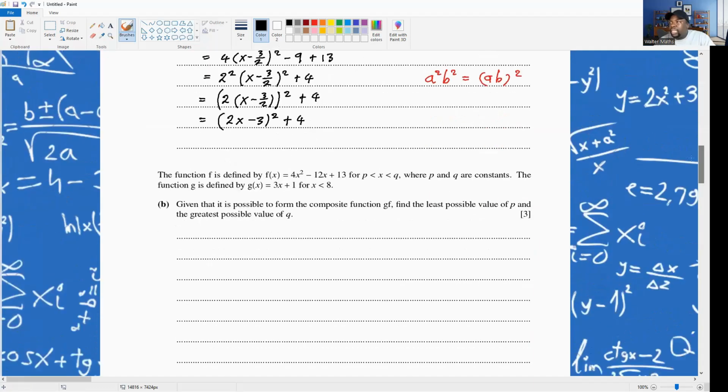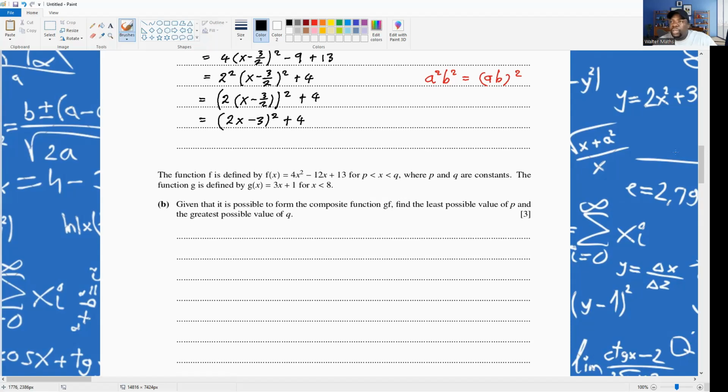Okay, so it says the function f is defined by f of x is equal to 4x squared minus 12x plus 13 for values of x ranging between p and q, where p and q are constants. The function g is defined by g of x equals 3x plus 1 for x being less than 8. All right, so in part B, they say, given that it is possible to form the composite function g of f, find the least possible value of p and the greatest possible value of q.